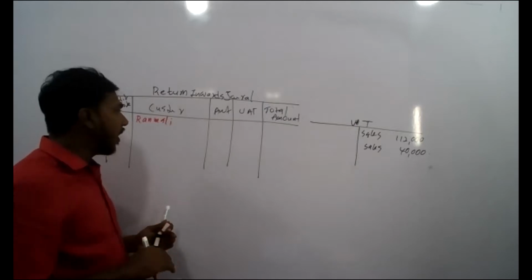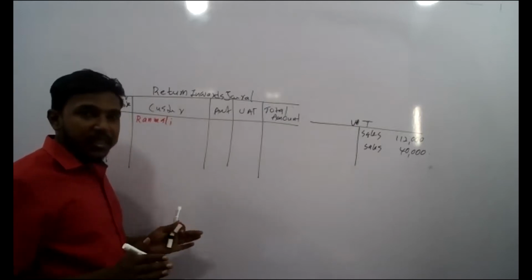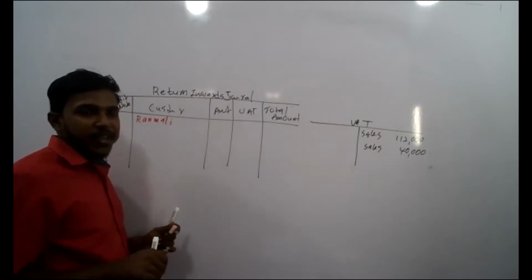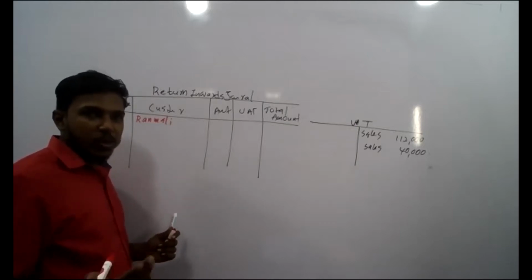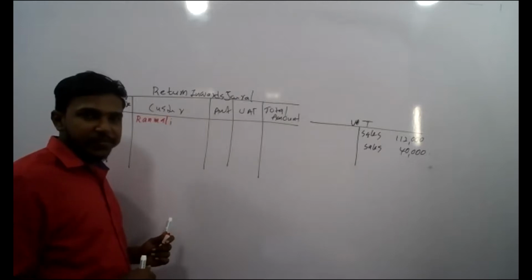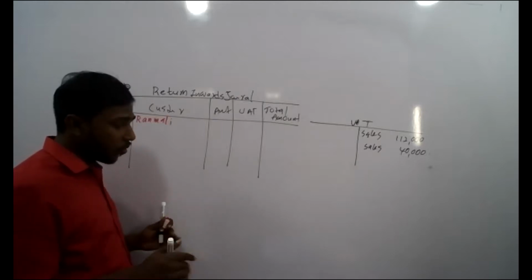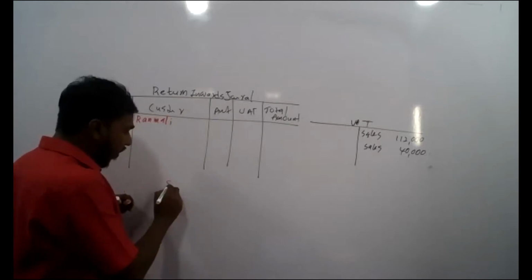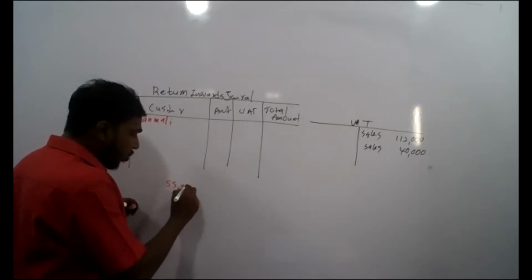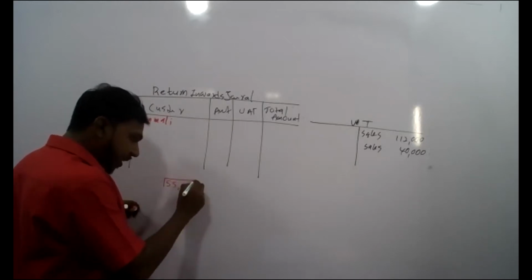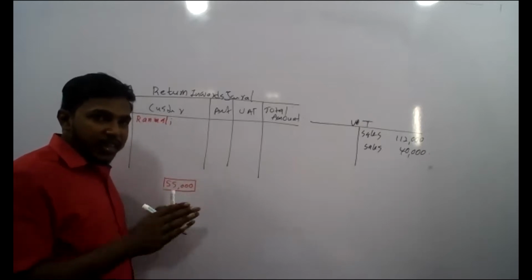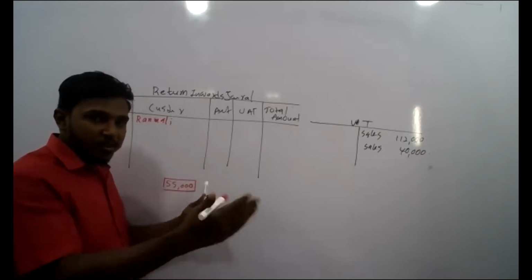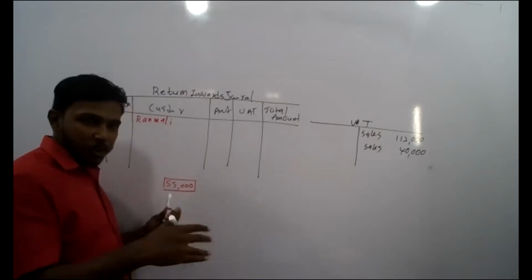So they say, look here, for the return inwards, it's included the VAT. So you have to include the VAT. Clear? They say 55,000 for return inwards. Except for the return inwards amounts, all the other things are without the VAT. That means excluding the VAT.